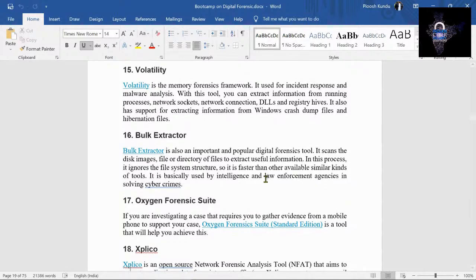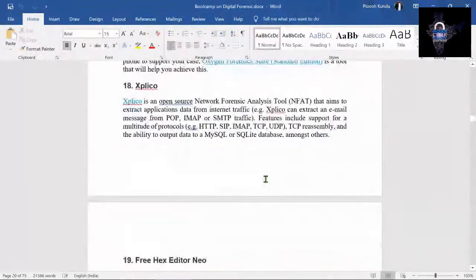Splico is an important open source network forensic analysis tool, that is, an NFAT. It aims at extracting application data from internet traffic. Splico can extract email messages, POP, IMAP, and SMTP traffic. Its features include support for a multitude of protocols: HTTP, SIP, IMAP, TCP, and UDP, TCP assembly, and the ability to output data to MySQL and SQLite databases, among others.